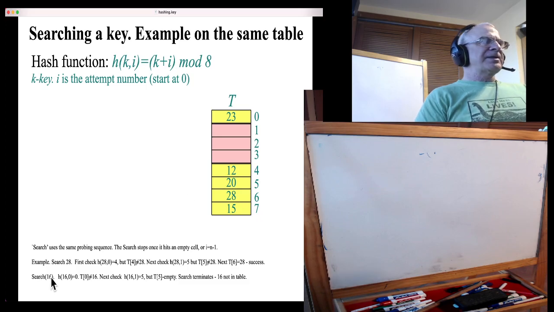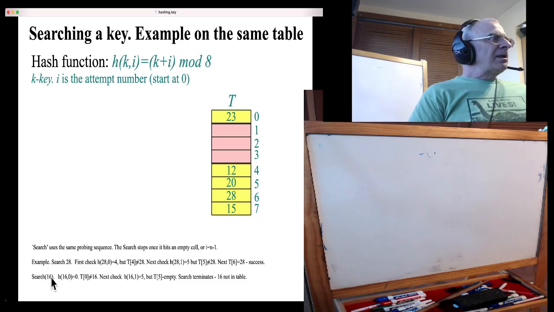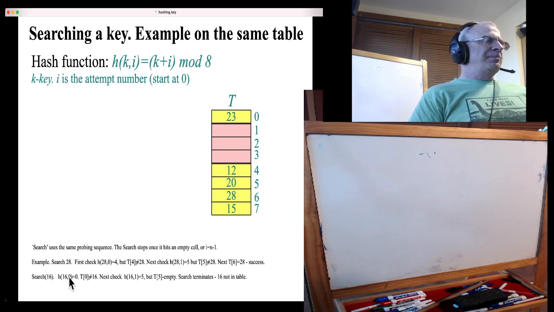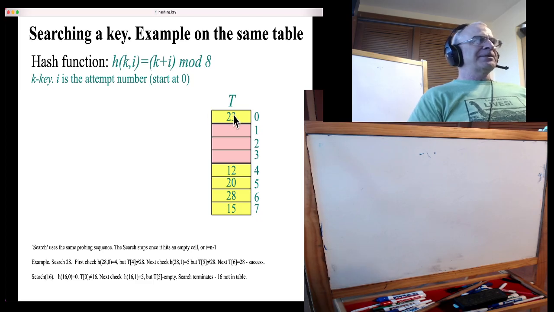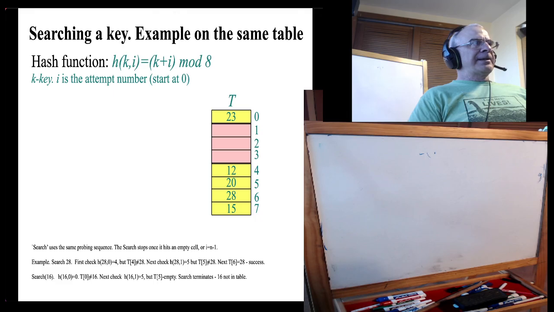Next, let's search for 16. Looking for where I would place 16. 16 modulo 8 is 0. So I'm checking the first place that 16 would have lived. Not there, it's 23, different than 16. My next attempt, had I been inserting 16, is where I would try next to place 16. This cell, but this cell is empty, so we can conclude that 16 is nowhere in the table.